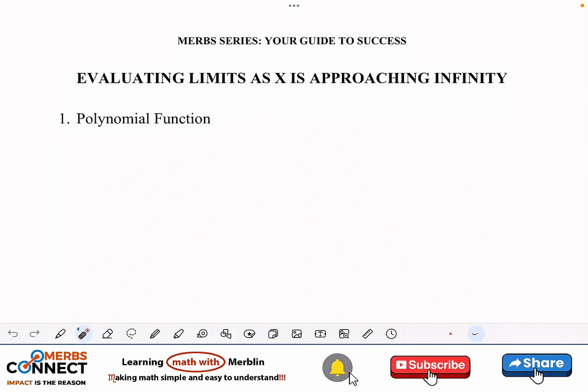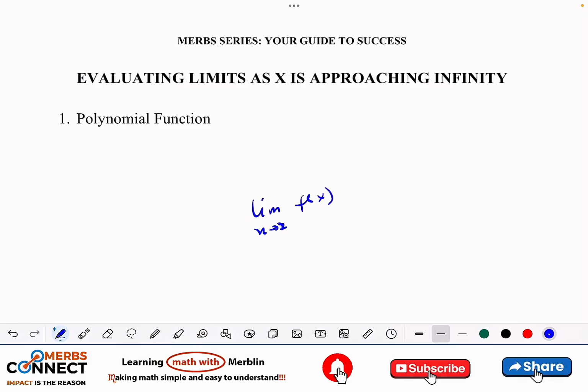So we talked about how to evaluate types of functions, right? Everything we're talking about is x approaching a specific value. For example, x is approaching 2, x is approaching 3, x is approaching, let's say, 5 of f of x.